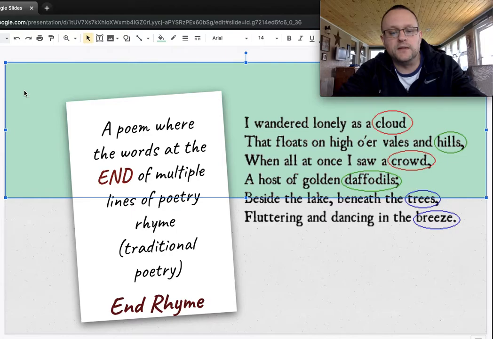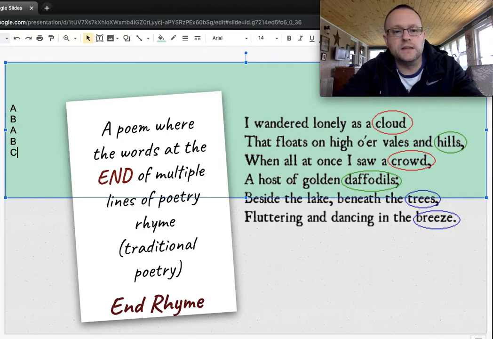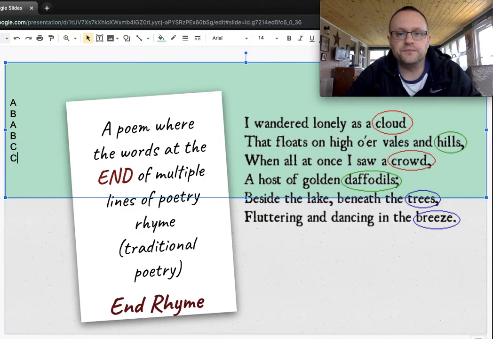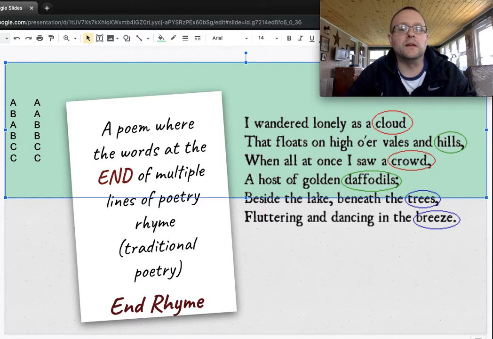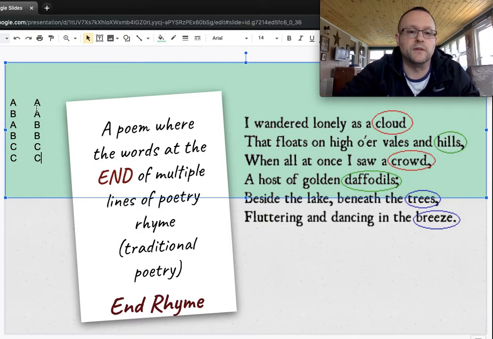So if we were identifying an overall rhyme scheme for this particular poem, we would be able to say that this poem has an A, B, A, B, C, C rhyme scheme. If I wanted a poem to be A, A, B, B, C, C, this would simply mean that I'm going to be having pairs of rhyming lines that are going to be consecutive. So they're going to be couplets. So every two lines would rhyme with one another.